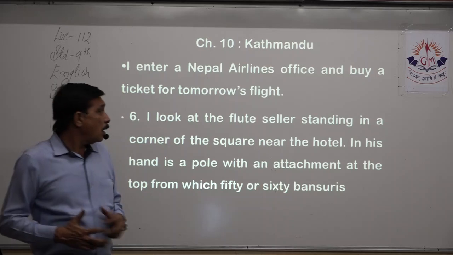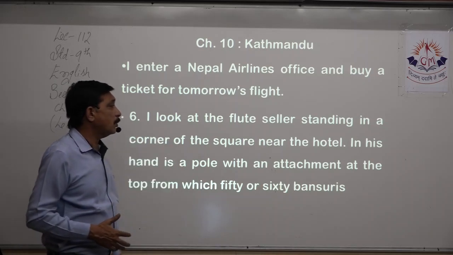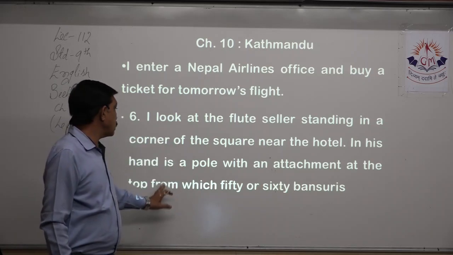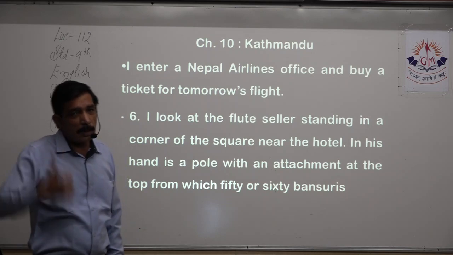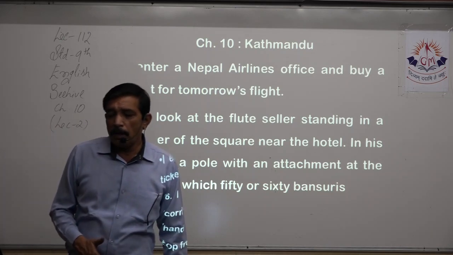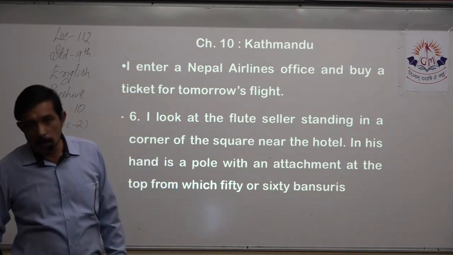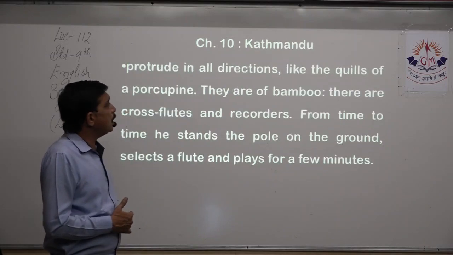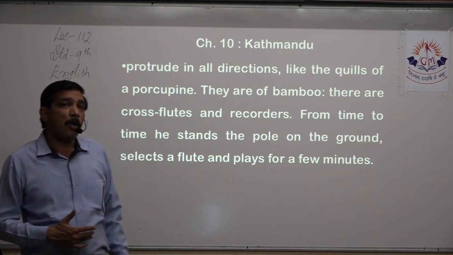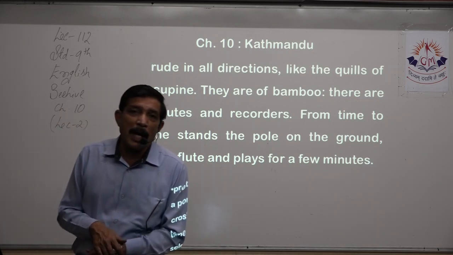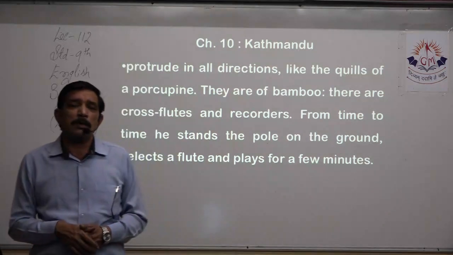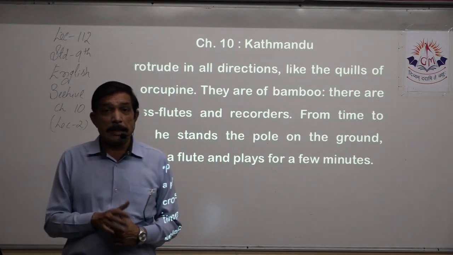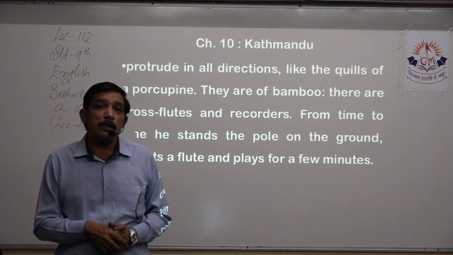So he's standing there in the corner of the square near the hotel. In his hand is a pole with an attachment of tough material, where 50 or 60 bansuris, we say bansuri, protrude in all directions like quills of a porcupine. Porcupine is a small animal with lots of quills. Yes, they sting, and there's a little bit of poison over there.